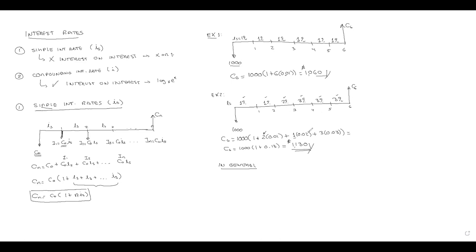Okay, perfect. So now in general, guys, my formula, Cn, is going to be equal to C0 times (1 plus N1 times simple interest rate 1, plus N2 times simple interest rate 2, plus, you can have as many simple interest rates as you want, let's say Nk times simple interest rate k). So in this case, for example, N1 was 2, N2 was 1, Nk was 3, and my simple interest rates are 1%, 2%, and 3%. So this is in general the way we compute that.